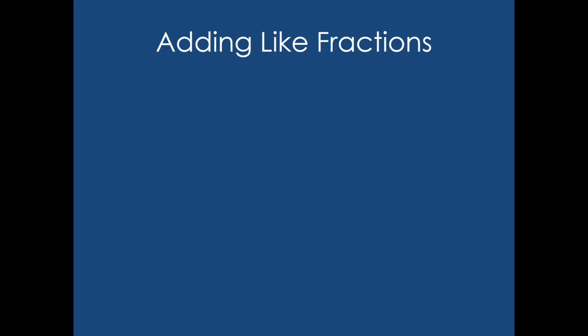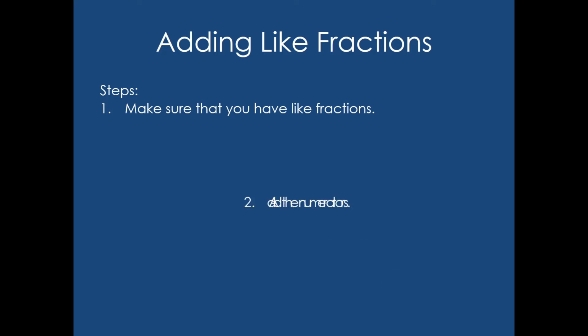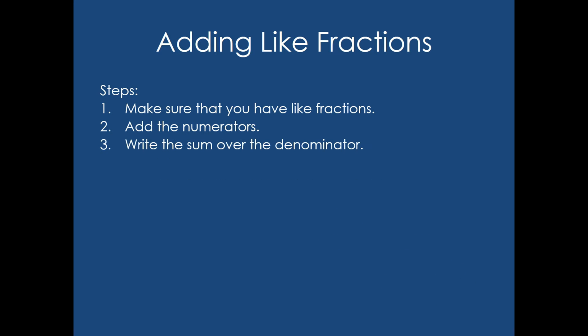How are we going to add like fractions? Steps. First, make sure that you have like fractions. Second, add the numerators. Third, write the sum over the denominator. Fourth, write the answer in the simplest form.